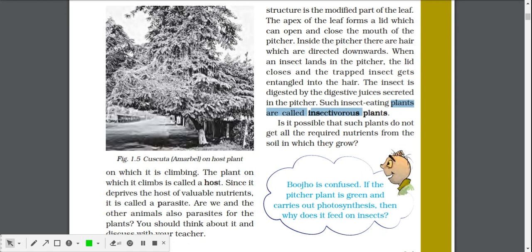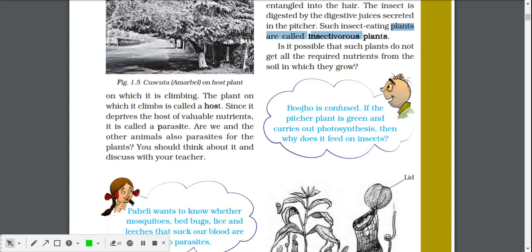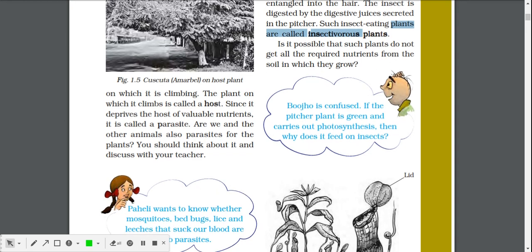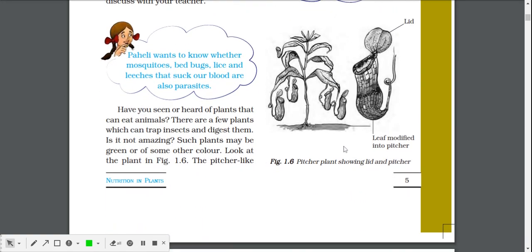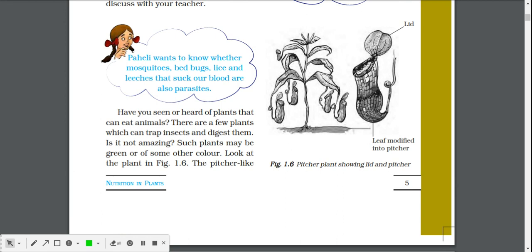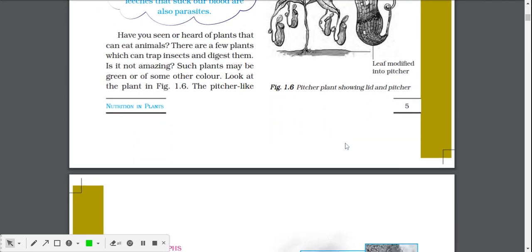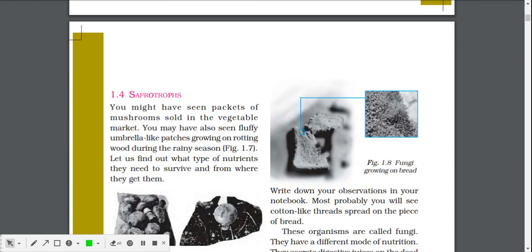Is it possible that such plants do not get all the required nutrients from the soil in which they grow? Just think about it. If the pitcher plant is green and carries out photosynthesis, then why does it eat insects? I want you to think about this answer and comment it in the comment section below. That's a very important question, and let's see how many of you can answer it.